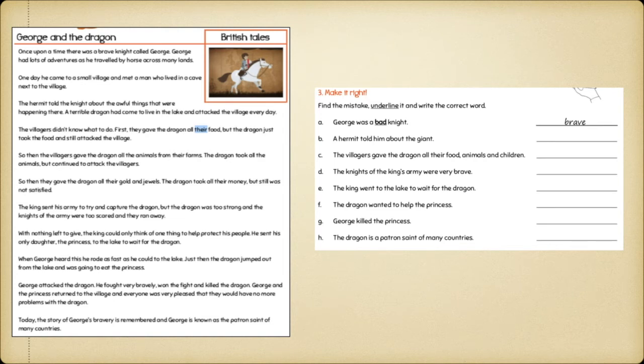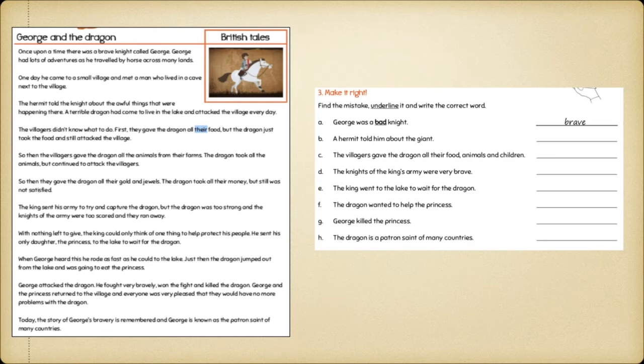Right, B, a hermit told him about the giant. Remember when George rode into the village? The hermit was the first person he saw. And did the hermit tell George about a giant? So think about that. So what word, I'm going to tell you what word should be there. Rather than giant, what word do you put in there instead of giant? You can use your vocabulary list to help you with the spellings.